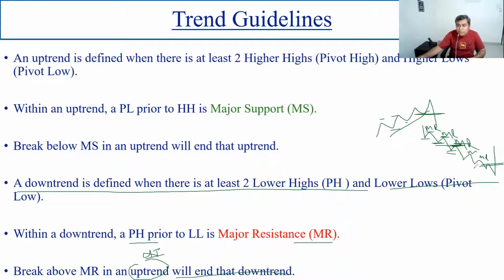Again, the rule says that although this downtrend has stopped, there is no uptrend, because to have an uptrend, we need at least two higher highs and higher lows here. So I hope the concept is getting a little bit clear in your mind. Now we will go ahead and see an example of it, so that you will completely understand what I mean by these guidelines here.